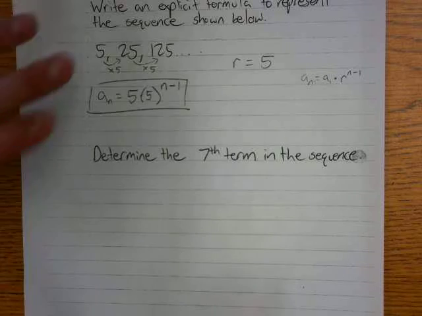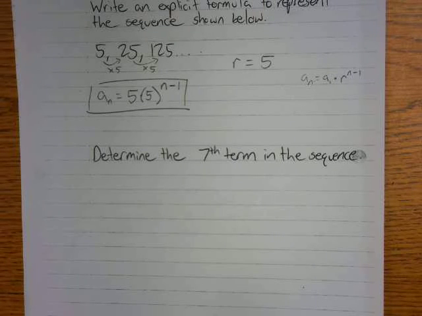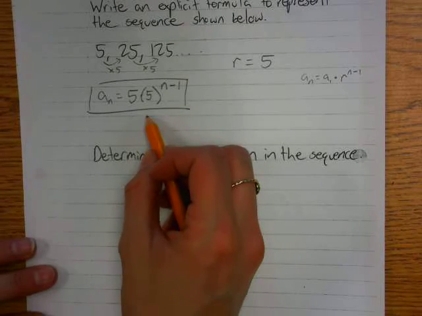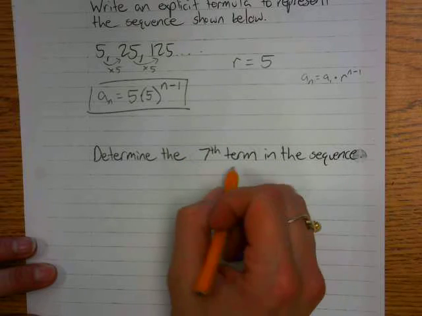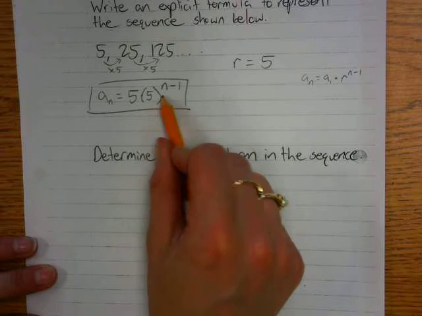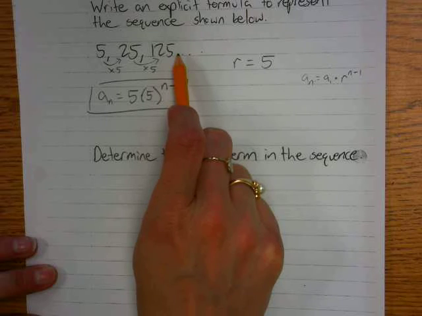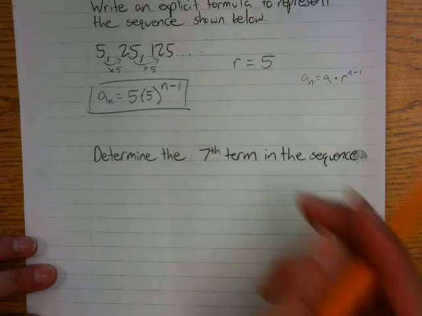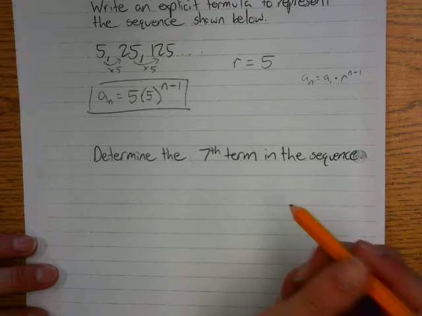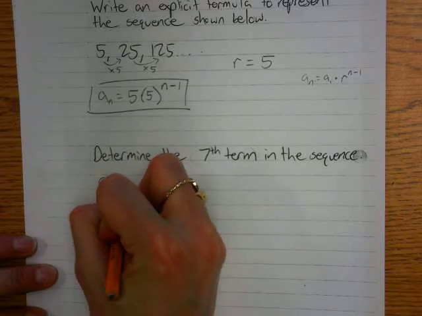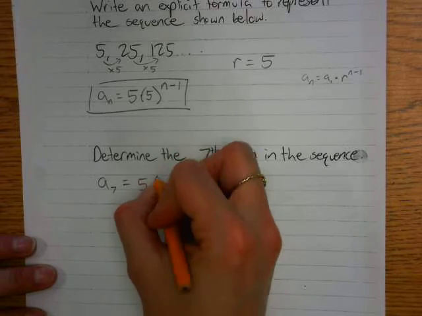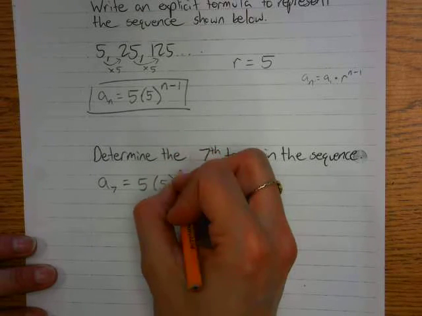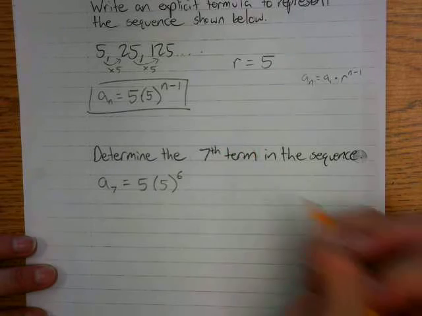Okay, great. Next up, it says determine the 7th term in this sequence. So anytime I'm given an explicit formula or I make my own, I can easily find any term down the line by plugging that number into this equation, or by hand I could keep going from the 3rd to the 4th to the 5th to the 6th to the 7th, and that shouldn't take too long. I'm going to go ahead and just use the formula so that I'm as efficient as possible, and that would be 5 times 5 to the 7 minus 1, which would be the 6th power.